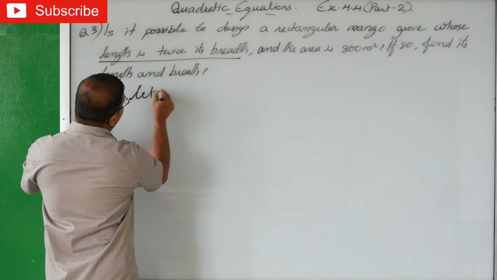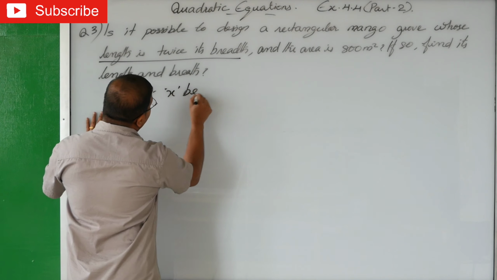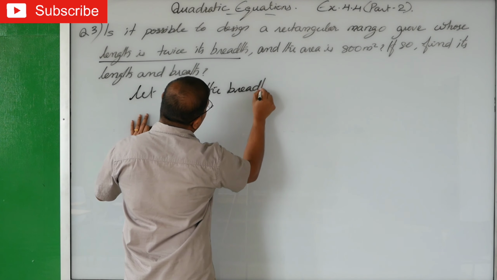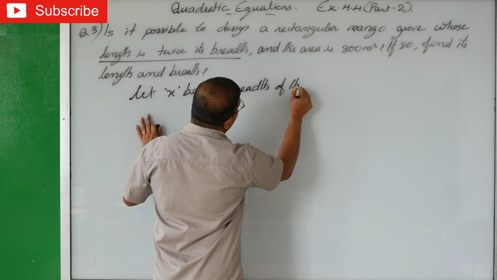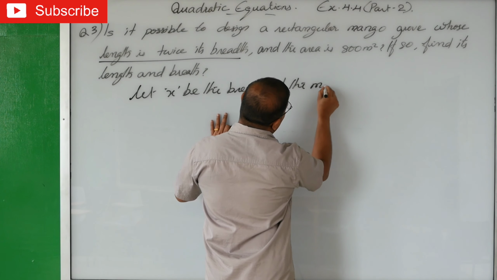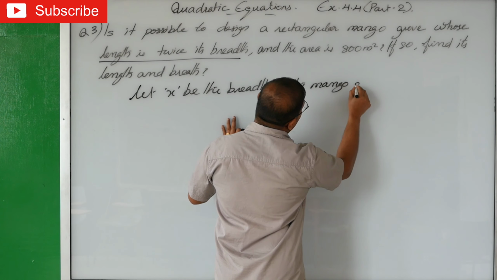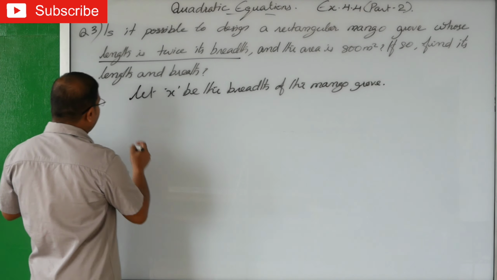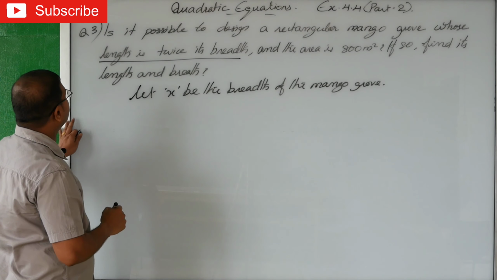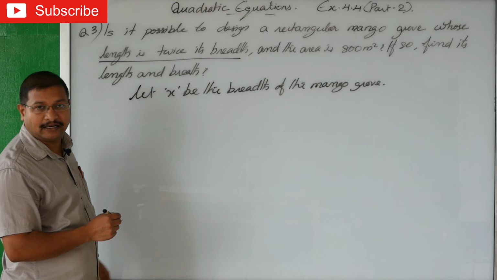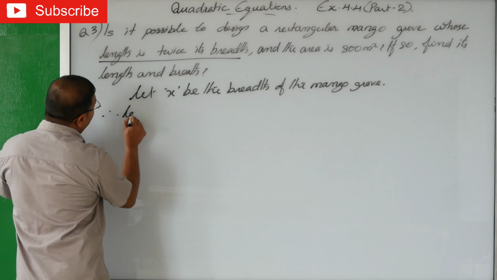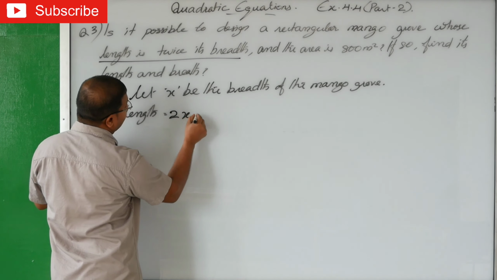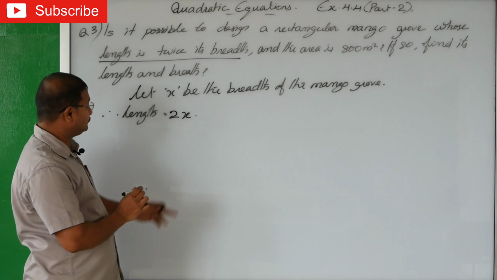Let x be the breadth of the mango grove. Ready? After that you will write what is given here. Its length is twice its breadth. Length, therefore length equals what? 2 into breadth. Breadth is x. That means 2 into x.